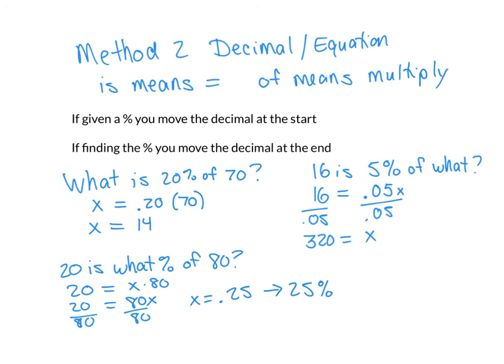So I typically like the proportion method because I don't need to worry about moving my decimals at all. What I get as my answer is my answer. With the decimal or the equation method, you have to remember to move your decimal either in the beginning if they give you a percent or at the end if you're finding a percent. Sometimes people make mistakes on these ones because they don't remember to move their decimal. It's totally up to you what method you want to use. However, you need to make sure you're showing all steps of your work.